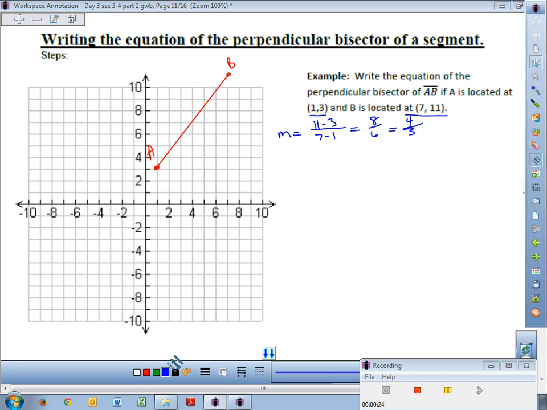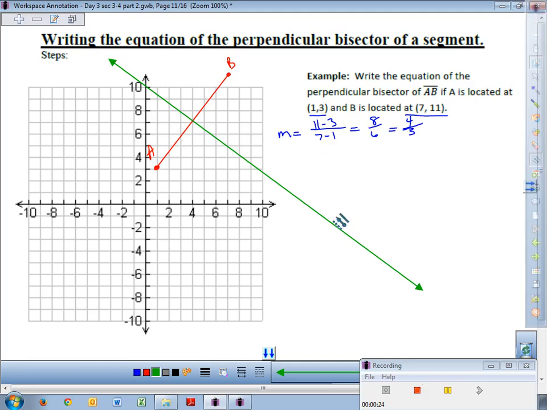Here's what we're looking for. Let me kind of just draw you an idea of it. We're looking for the equation of the perpendicular bisector of that segment. So here, this green line, I just kind of put it in place. I don't know if that's right or wrong, but this green line, I want to write the equation of the line that's perpendicular to this red segment and goes through the midpoint, right?